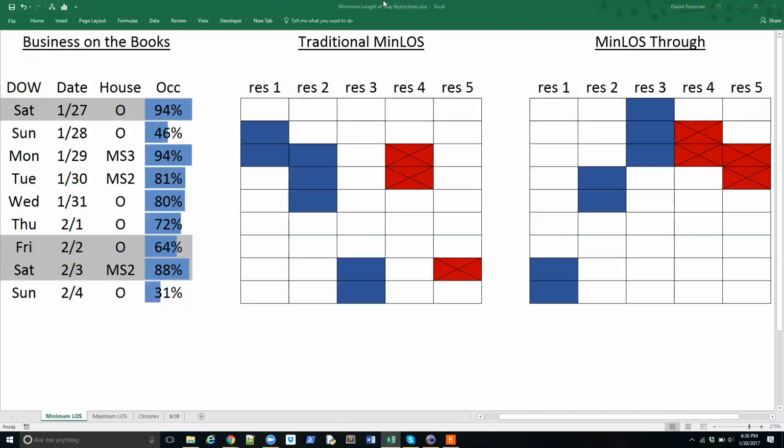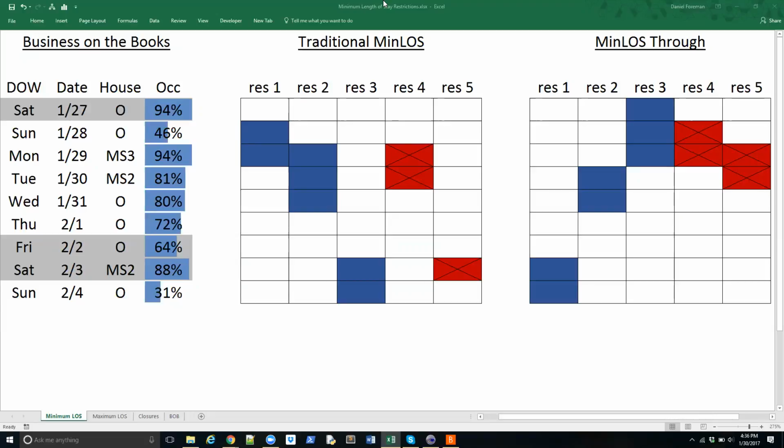So if you haven't seen that one, go back and watch it. Otherwise, this is going to be taking it just another step further and adding a new level of nuance to the different types of restrictions that are out there. So I'm just going to jump right into it. And before we get started on minimum lengths of stay, I'm going to introduce a new concept.